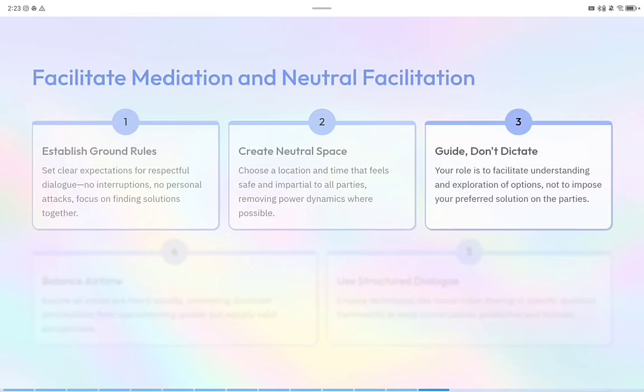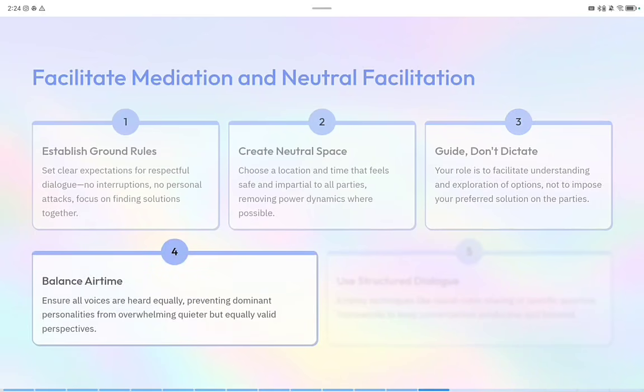Third important step is to guide and don't dictate. Your role as a facilitator is to understand and explore the number of options that are coming as a solution, and not impose your preferred solution on the parties. Rather, guide them, ask them the right set of questions so that they are able to find and agree upon a preferred solution that works well in their scenario, right?